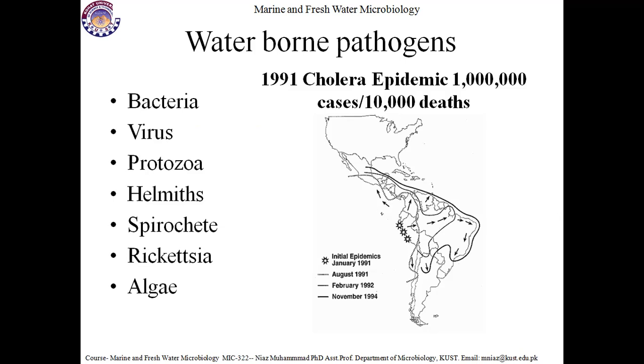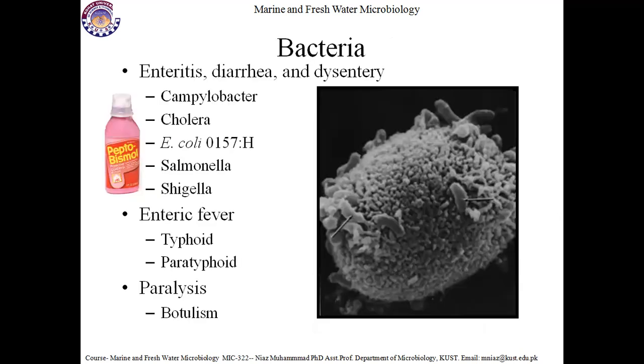Bacteria are present in the environment. Pathogenic bacteria and non-pathogenic bacteria are all present in the environment and get access to healthy individuals through water. Viruses are present in water and get access to healthy individuals through water. Protozoans are also present in the environment and get access to healthy individuals through water. Similarly, helminthes, spirochetes, rickettsia, and algae also get access through water to the human body.